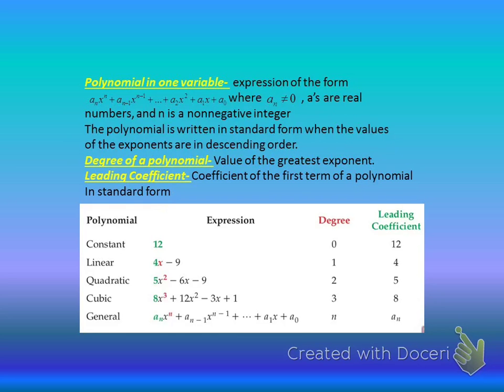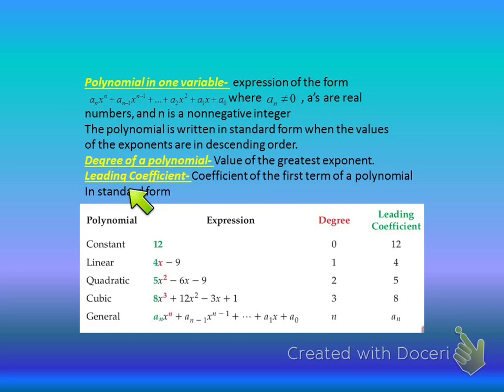A sub n is not equal to 0. The a's are all real numbers, no imaginaries. N is a non-negative integer because they're positive exponents. So all of that's holding true. Everybody good? If you don't write this definition down, at least make sure you understand what a polynomial in one variable is. We're going to do a couple examples of it after this. Make sure you get the rest of this paragraph down though.